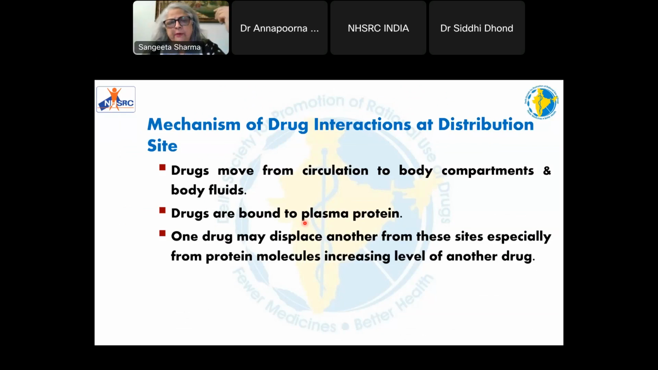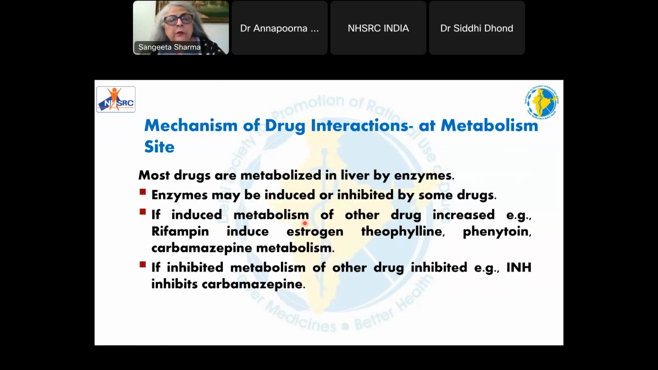Then interactions can take place at the distribution side, because drugs bind to plasma protein, and they are lipid soluble or water soluble. Then metabolism, this is the very important stage where the interaction takes place. There are enzymes in the liver which will metabolize the drug, and these enzymes may be induced or inhibited by some drugs. When these enzymes are induced, the metabolism of the drug is enhanced, so the drug will be eliminated from the body quickly. So induction means drug failure would be there.